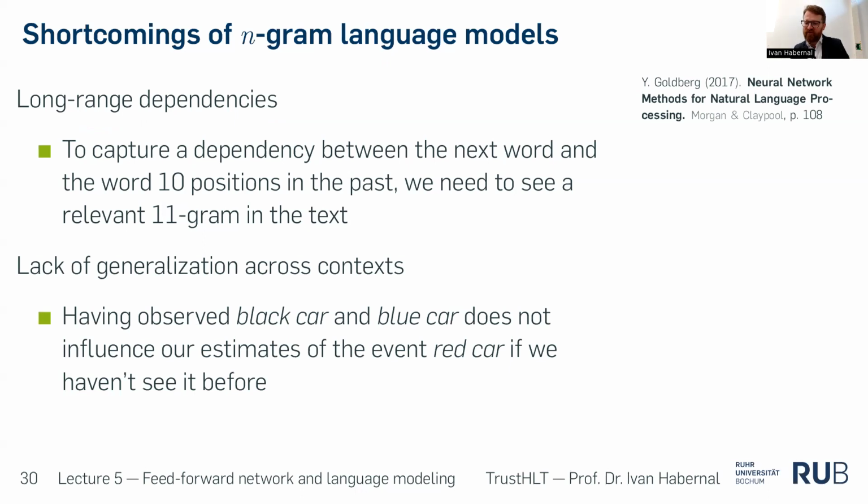And of course, if you observe black car and blue car, then if you see red car, you don't know anything about red car, because black, blue and red are different tokens in the vocabulary, and you cannot learn one from the other. So this is kind of hard.